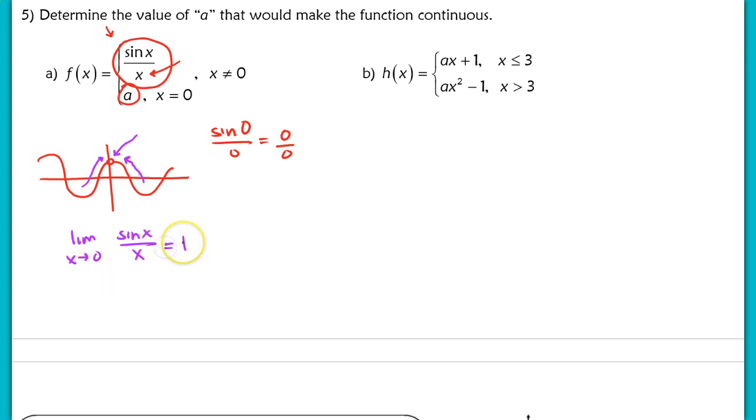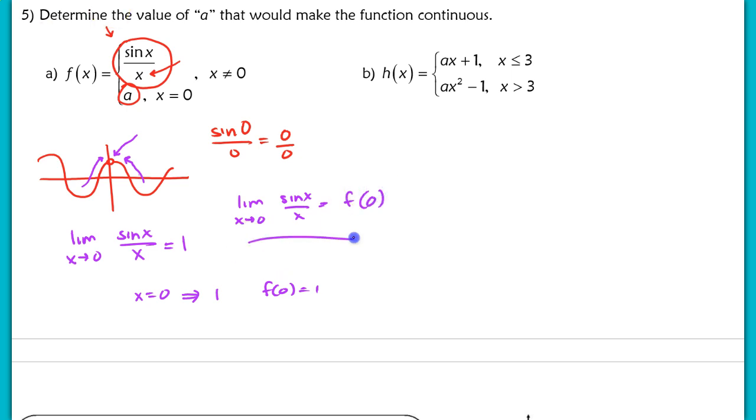So the limit as x approaches 0 from the left and from the right of sine of x over x is equal to 1. Knowing that fact, what we need to do is ensure that when x is equal to 0, our function's value is going to be 1. So in other words, we want f of 0 to equal 1. Let me start over. We want the limit of our function as x approaches 0 to equal our function value at x equals 0.